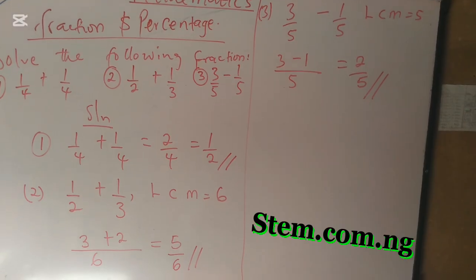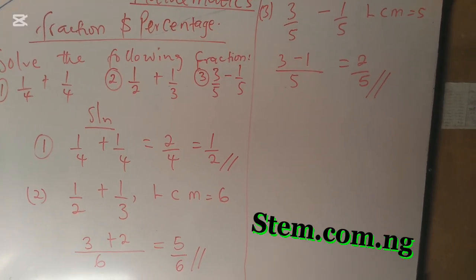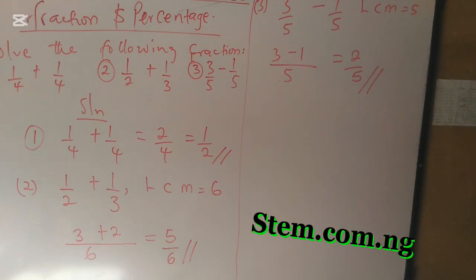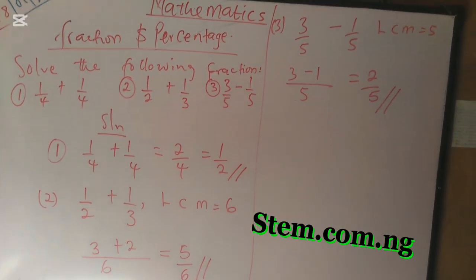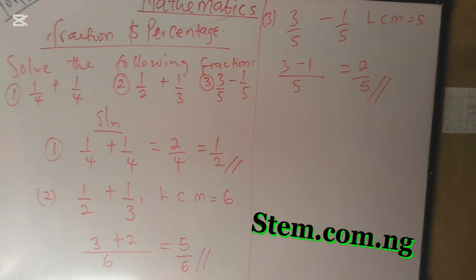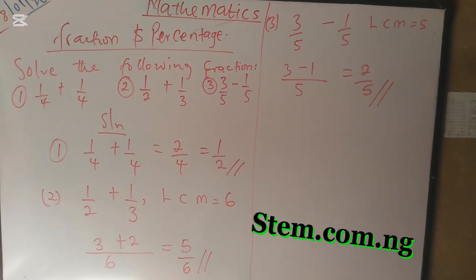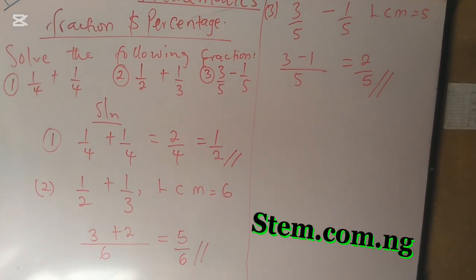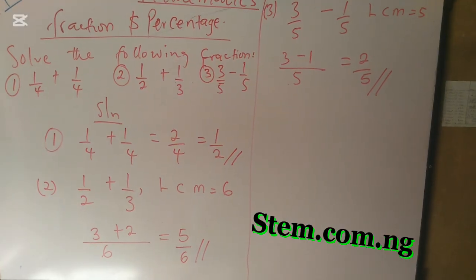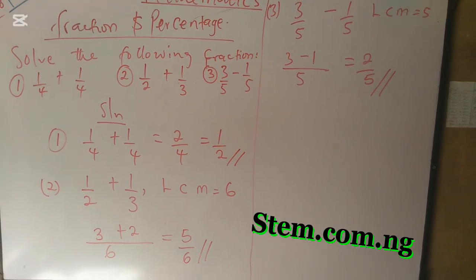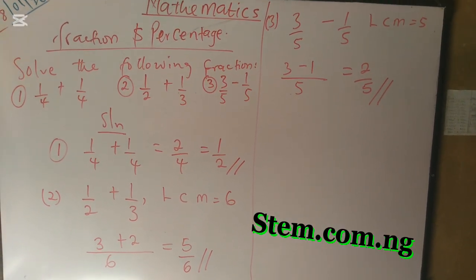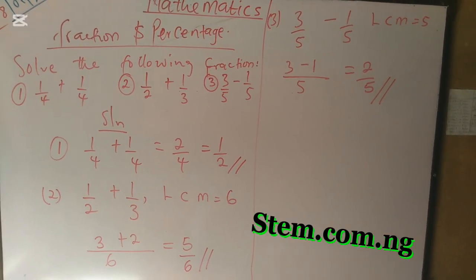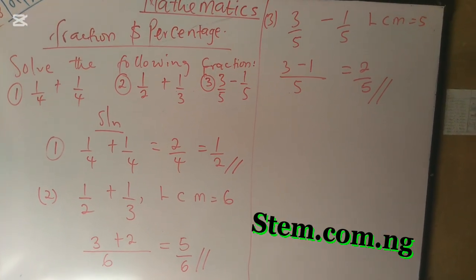Let's go to number 2. The question is 1/2 plus 1/3. When you look at it, the denominators, which are the numbers at the bottom, are not the same. We need to look for a number that both denominators can go into, which is 6. The LCM there is 6. Why? Because 6 is the smallest number that can be divided by 2 and can also be divided by 3.